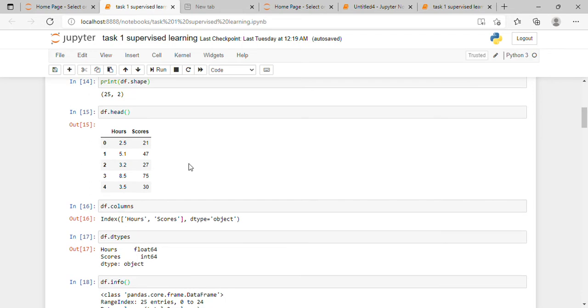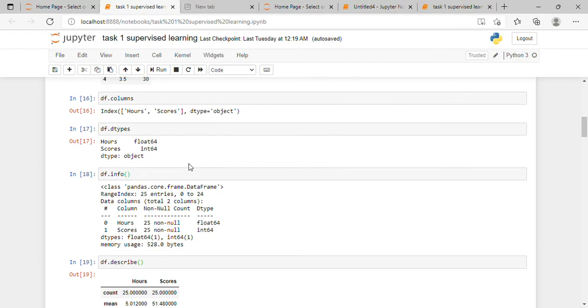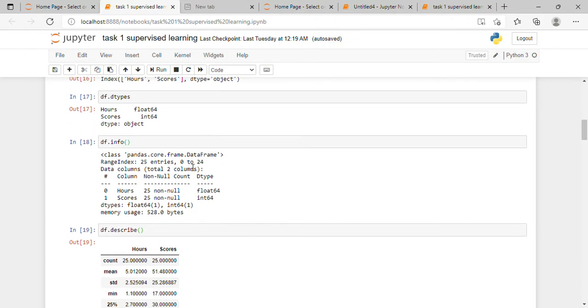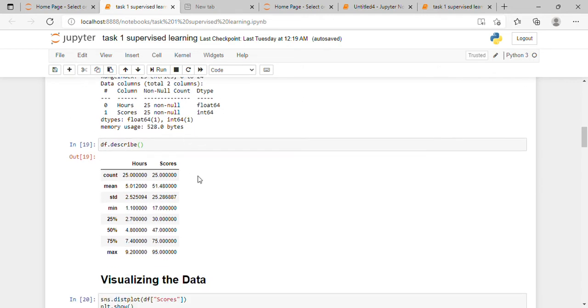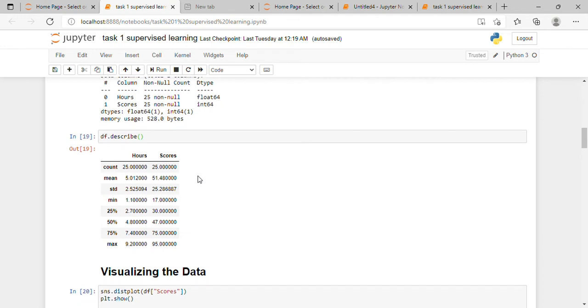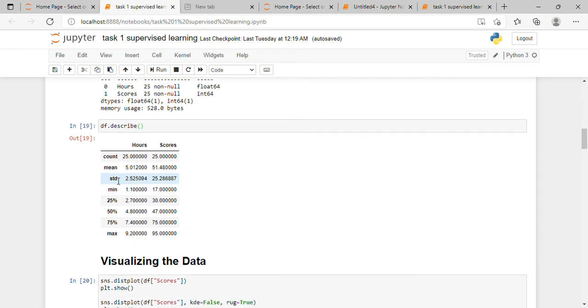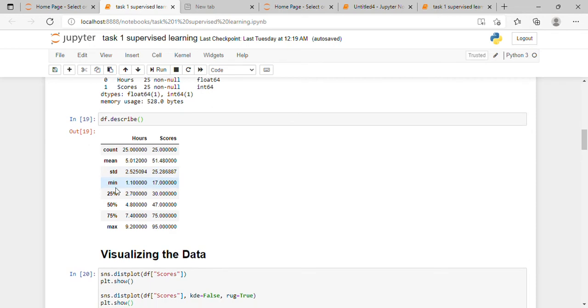After that, we describe our data by various functions like data.head, data.columns, data.dtypes. And in data.info, we got 25 non-null values, which implies that there are no null values present in the data set, so we don't need to take care of them. We also get to know that the hours variable is float type and the score variable is integer type. After that, we get some statistics about our data like mean, standard deviation, minimum, 25th percentile, 50th percentile, 75th percentile.